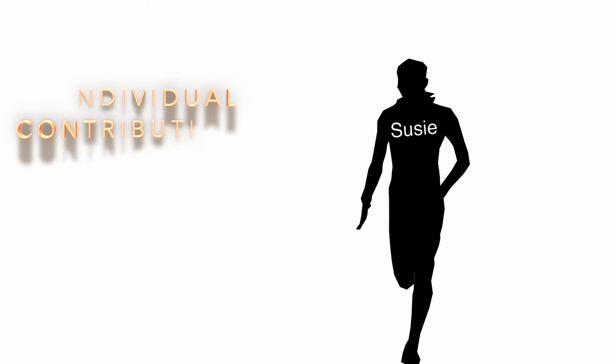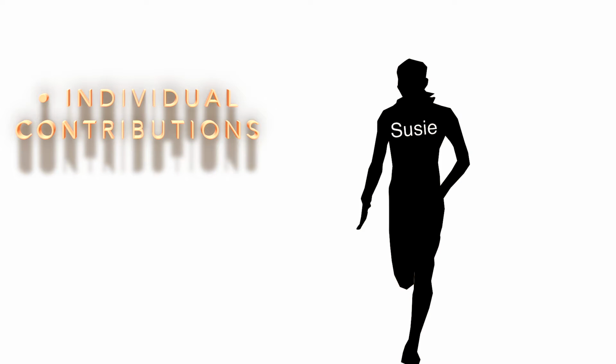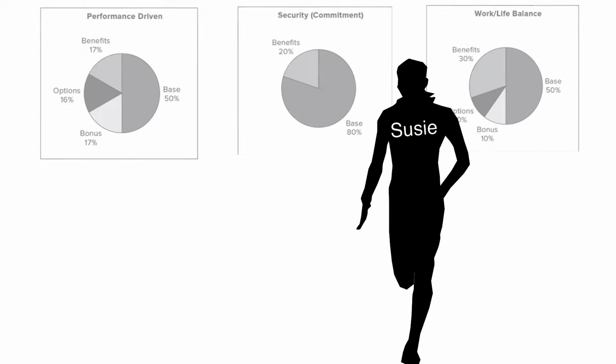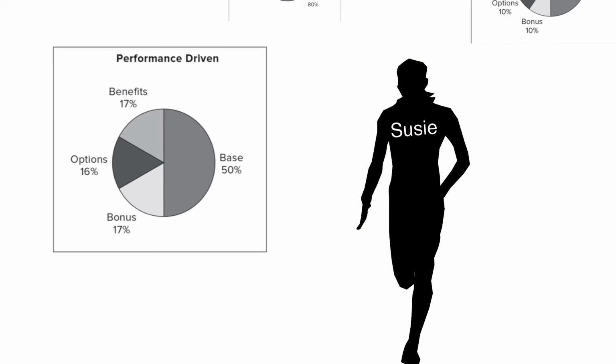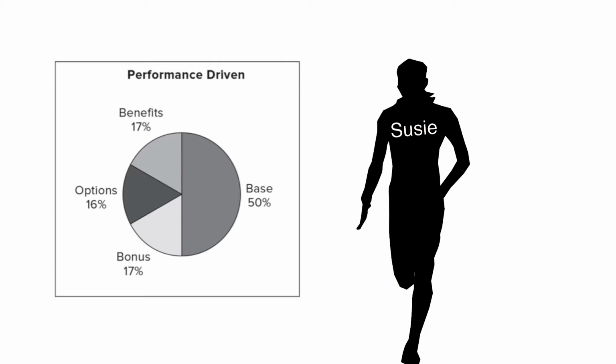Okay, let's look at one more example. In this example, we have Susie. And Susie is a young, very competitive new professional, and she's looking to work for an organization where her individual contributions are recognized and she has lots of opportunity for development and growth. Which pay mix strategy do you think would be most attractive to Susie? If you guessed performance-driven, you're right. So Susie's going to be looking to work for a company that recognizes those individual contributions. In a performance-driven pay mix strategy, you have your base pay, but then you also have bonus and options, possibly stock options, that are directly tied to individual performance.